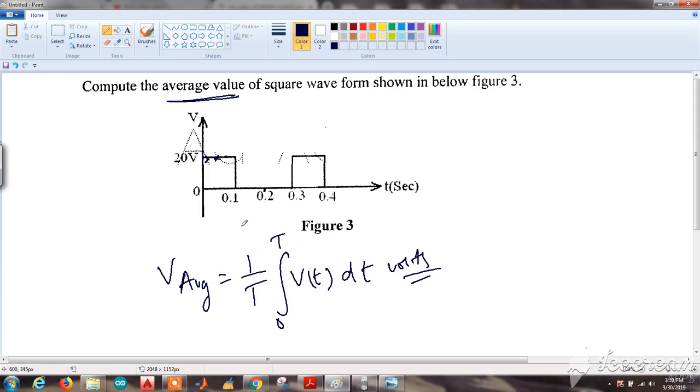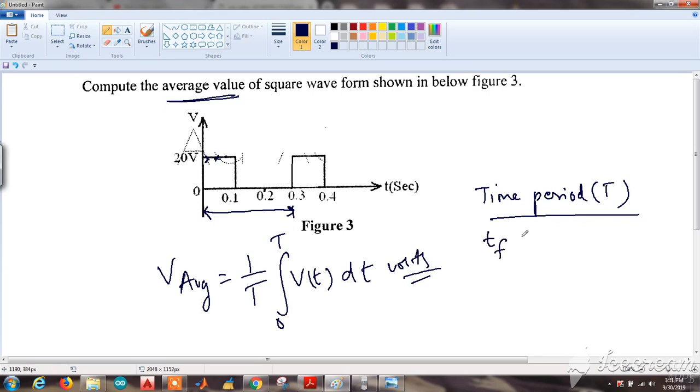So first let's find the time period T. We have to take one cycle. It is starting from 0 and ending here, and we can see that from 0.3 again a cycle starts. So our final time is 0.3 and initial time is 0. So the time period will be final minus initial, that is 0.3 minus 0, which will be 0.3 seconds, is our T.